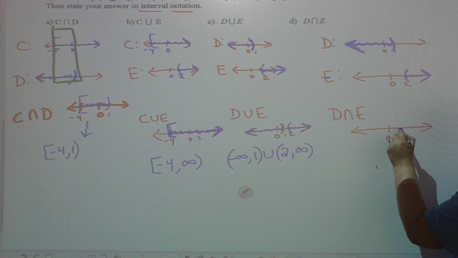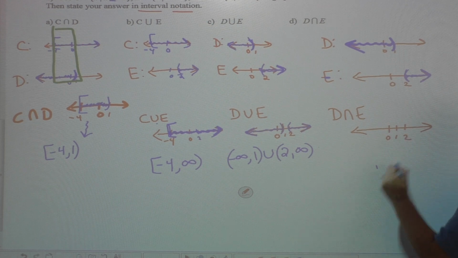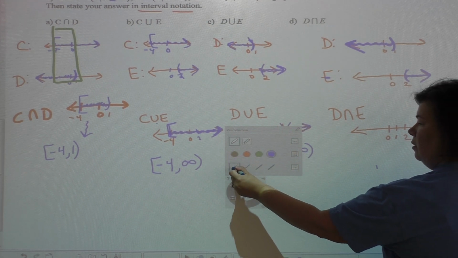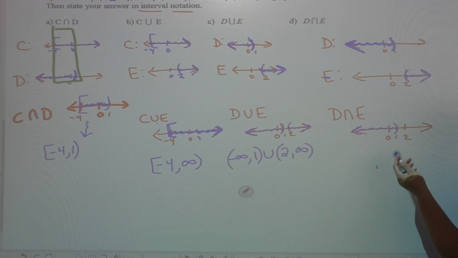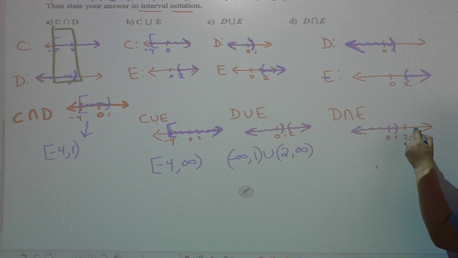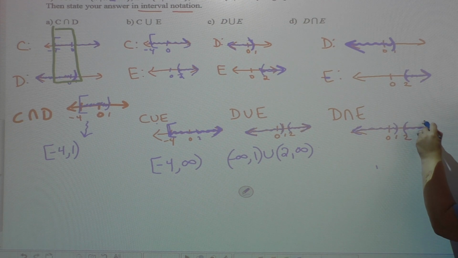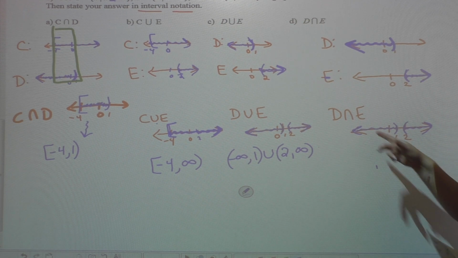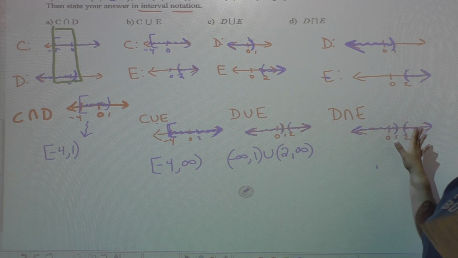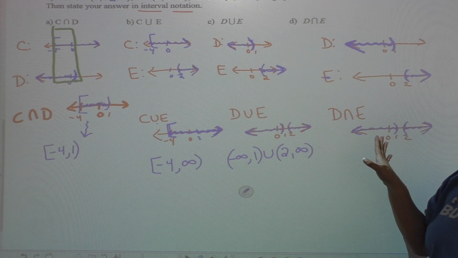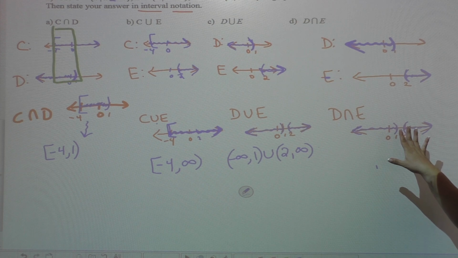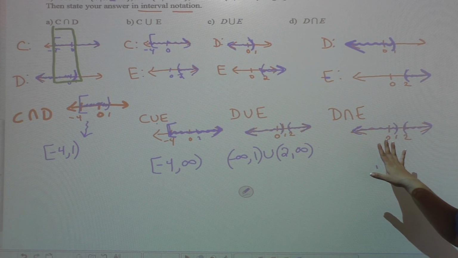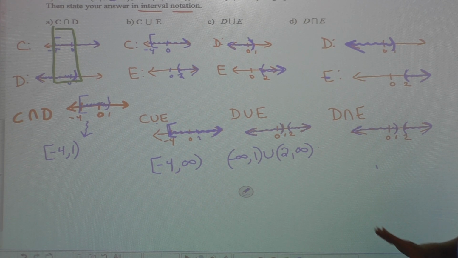So here's 0, here's 1, here's 2. Here's D's graph. That's the solution set of D's graph. This is the solution set of E's graph. Where they intersect is nowhere. They don't overlap at all. So this is the graph of the intersection, but the solution to it is that there is no intersection.